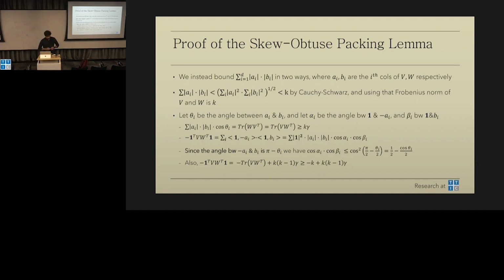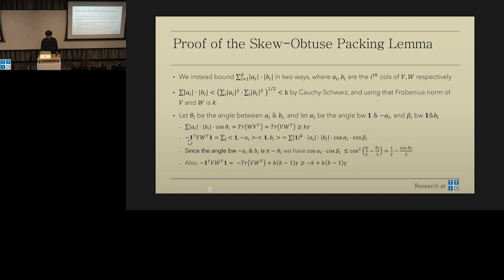Now it turns out that we can write summation AI bi cos theta I as just the trace of VW transpose, because this is just a simple computation. And this we know is at least k gamma, because these are just the diagonal entries of VW transpose, which are all promised to be more than gamma. But interestingly, the other part, which will finally give us the sum AI dot BI, can be obtained by looking at the sum of entries of VW transpose, which we did anyways, but through a somewhat interesting lens.